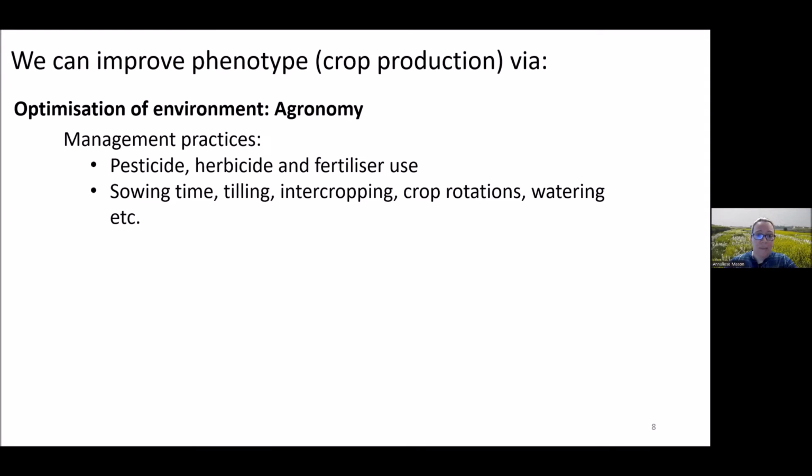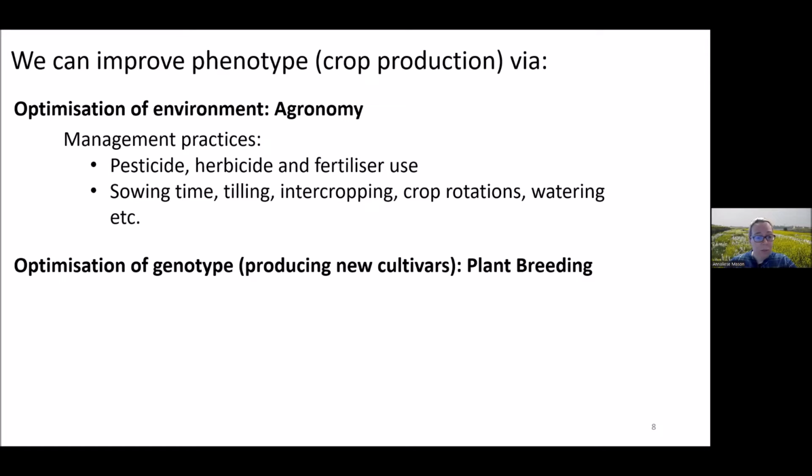Things like sowing time, tilling, intercropping, crop rotations, watering. These management practices in general belong to the optimization of the environment for the crops. And then on the other side, we have the optimization of the genotype, which is producing new cultivars, and this is the plant breeding area.